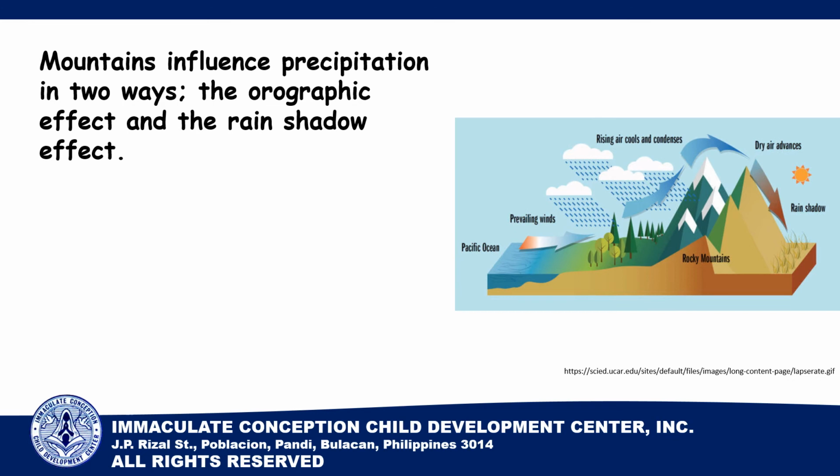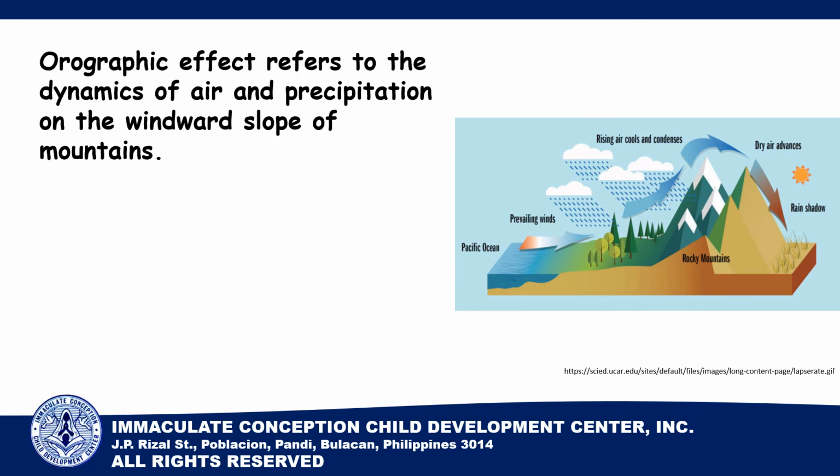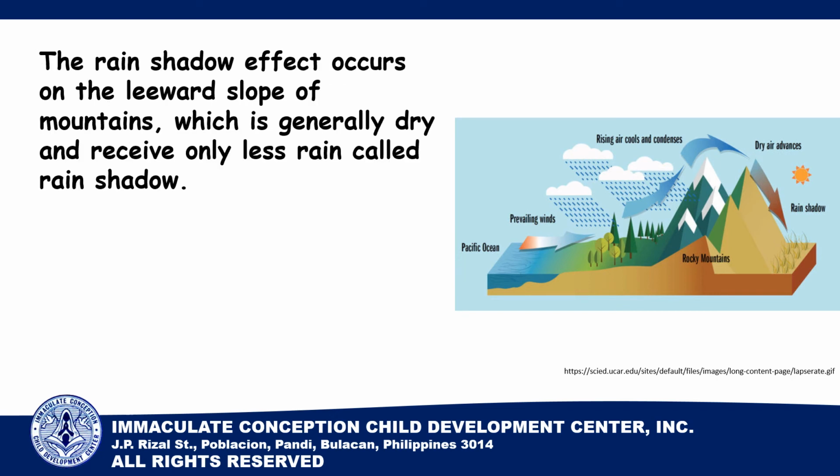Mountains influence precipitation in two ways: the orographic effect and the rain shadow effect. Orographic effect refers to the dynamics of air and precipitation on the windward slope of mountains. The rain shadow effect occurs on the leeward slope of mountains, which is generally dry and receive only less rain, called rain shadow.